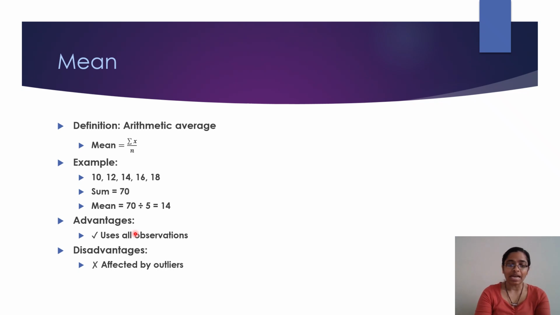The mean is statistically powerful because it uses every value in the data set. However, it is significantly affected by outliers, and that is its limitation.